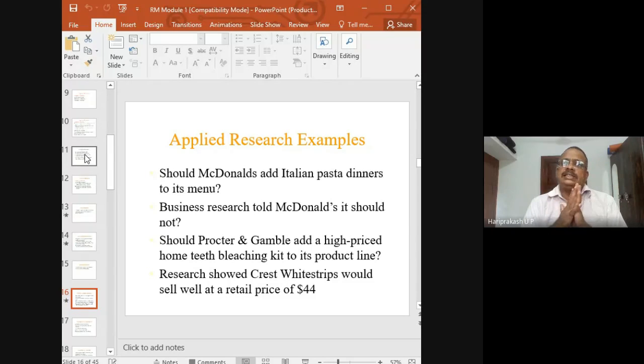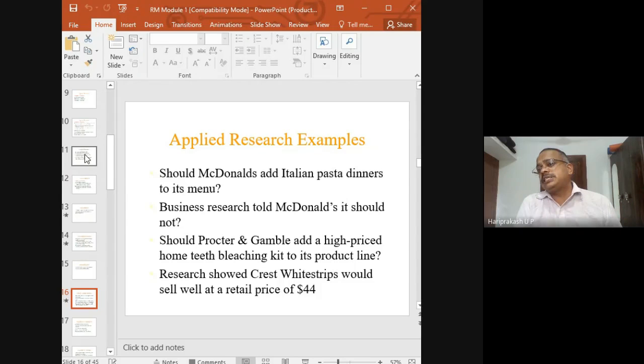Then when they analyze this, there will be something saying that, okay, out of these, so many percentage of the people prefer. So out of 20,000, maybe say if they find that 30, 40% of the people prefer, then they may start to add this Italian pasta to their menu.